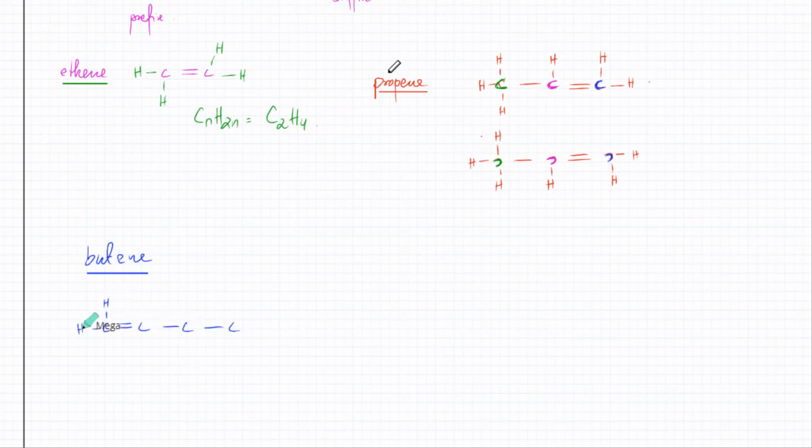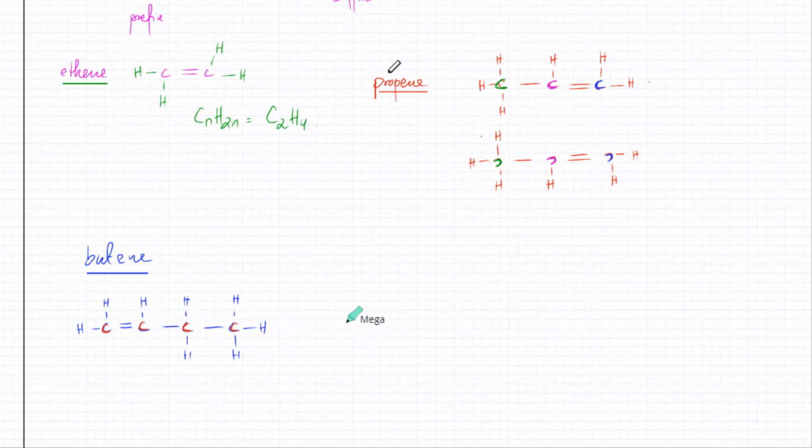And you can add in all the hydrogens. This is the 3rd and the 4th bond. This is the 2nd, 3rd, and 4th bond. Every carbon atom must make 4 bonds. So that is one option, that the double bond is on the first one.